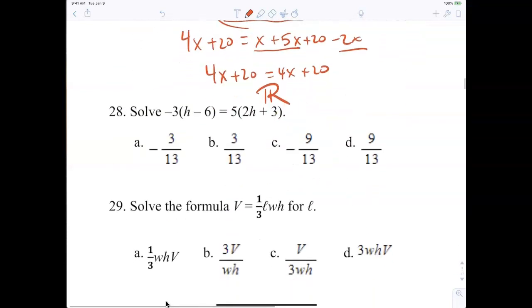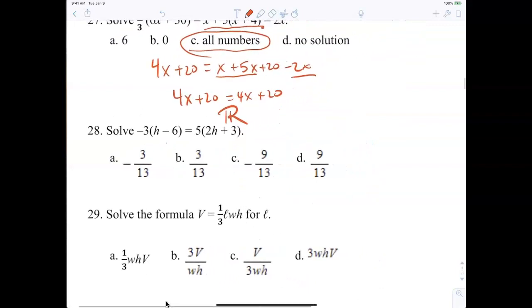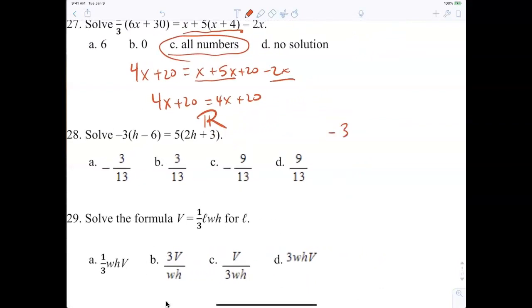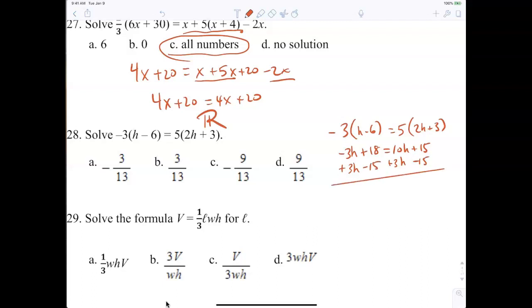Alright? Now, 28. So here we go. Negative 3 times h minus 6 equals 5 times 2h plus 3. Distributing. Negative 3h plus 18 equals 10h plus 15. Add 3h, minus 15, minus 15. So I end up with 13h is equal to 3. Divide by 13, so h is equal to 3 over 13. Correct answer is B.